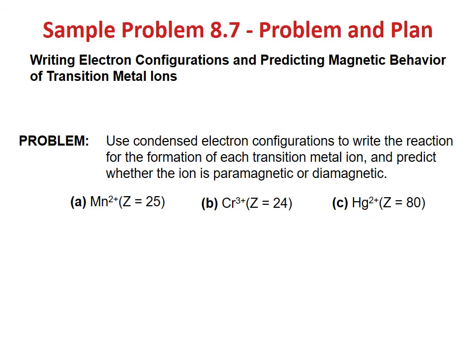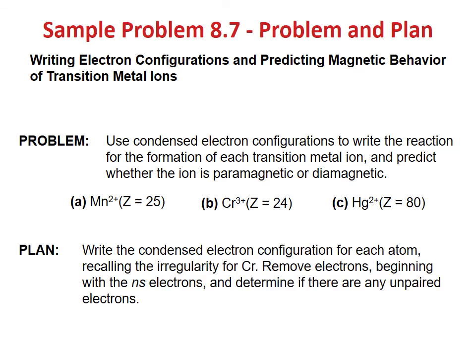Sample problem 8.7. Use condensed electron configurations to write the reactions for the formation of each transition metal ion and predict whether the ion is paramagnetic or diamagnetic. So first, write the condensed electron configuration for each atom and record the irregularity for chromium. Remove electrons beginning with the ns electrons and determine if there are any unpaired electrons.